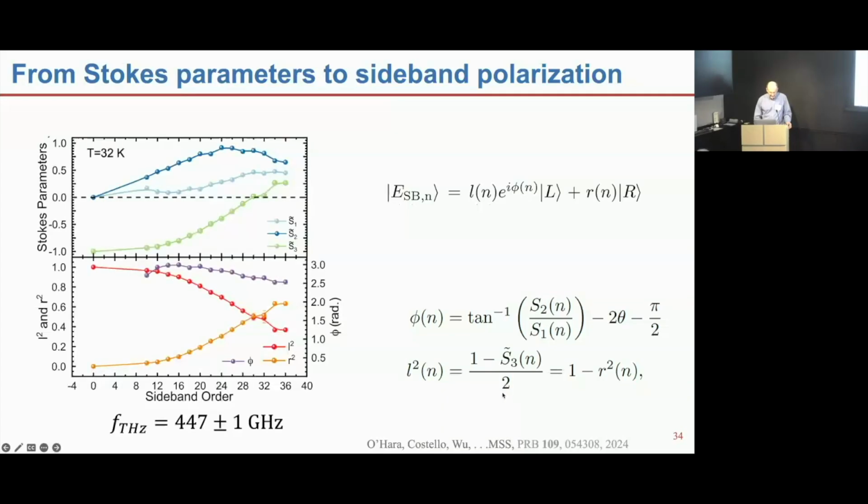And so from that, we're able to extract, so this is for right circularly polarized light in, we see that the helicity of the light, the component that's in the right circular polarization, is decreasing with increasing sideband order. And the opposite is true for left circularly polarized in. So I'm going to argue that this is sort of half of a fringe of an interferogram.